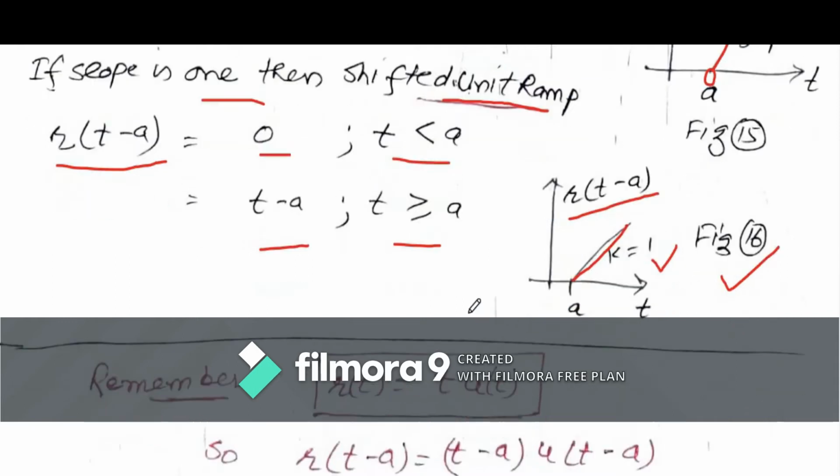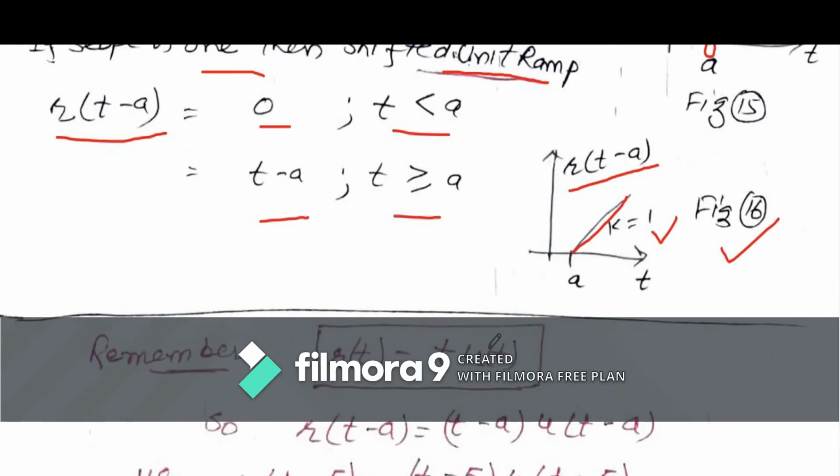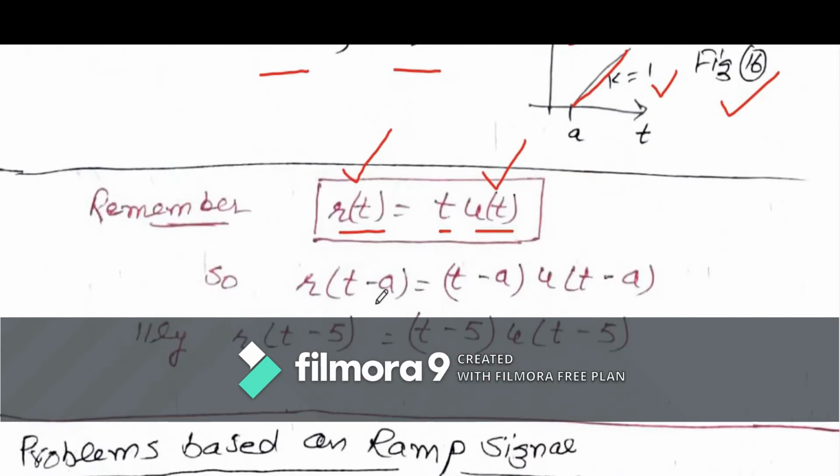So now you can remember this is the relationship between a ramp function and a unit step function. R of t is a ramp function, and U of t is a unit step function. R of t is t times the unit step, meaning R of t is t U of t. And if it is a shifted ramp, shifted by A as shown in this figure, then R of t minus A is equal to, in place of t, you will write t minus A. So it becomes R of t minus A is equal to t minus A, U of t minus A.